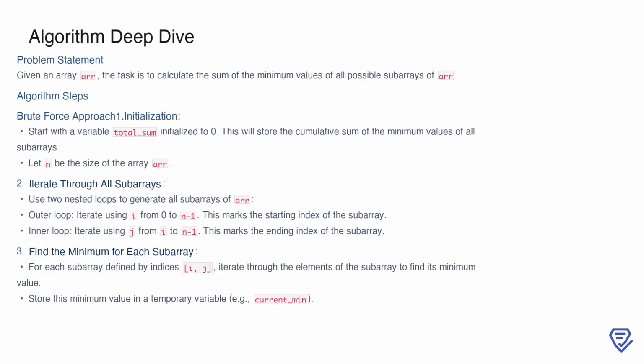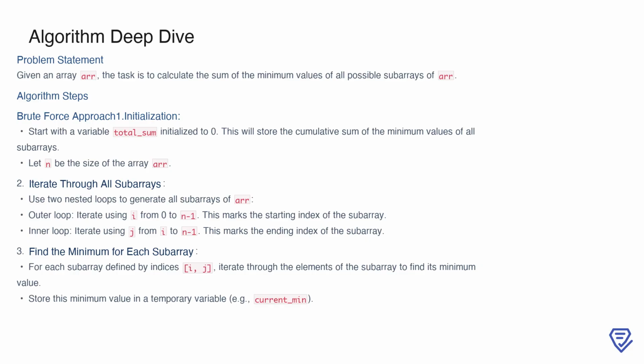To understand the problem, we are given an array ARR, and our task is to compute the sum of the minimum values of all possible subarrays. A subarray is simply a contiguous portion of an array. The brute force approach to solve this begins by initializing a variable called total_sum to 0, which will store the cumulative result. The size of the array, n, is used to control the range of our iterations.